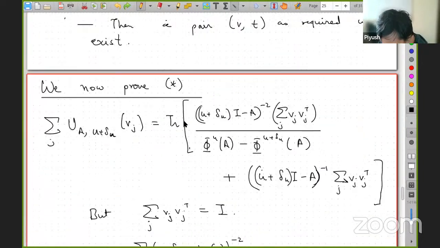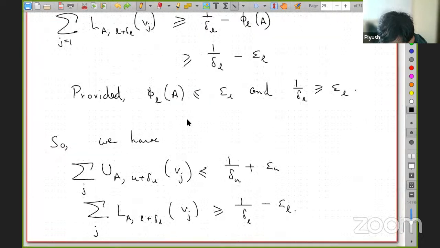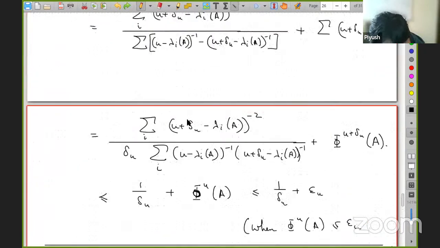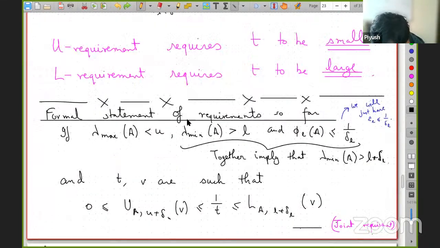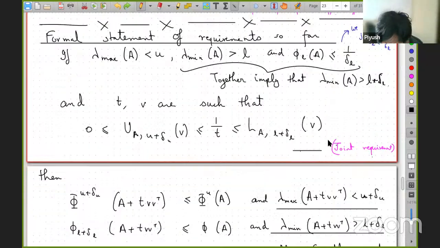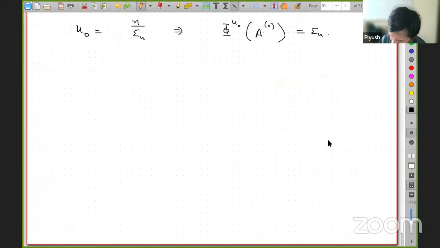So the T has to lie between. Remember, we had to satisfy the joint requirement. Where is the joint requirement? Yes, so we choose V to satisfy the joint requirement, and then with all these conditions, we show that the potential function remains bounded with epsilon L, epsilon U at the next step, and with the choice of T, you always have these bounds. So after you update L0 to L, the algorithm would be.